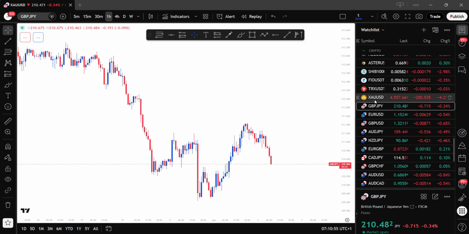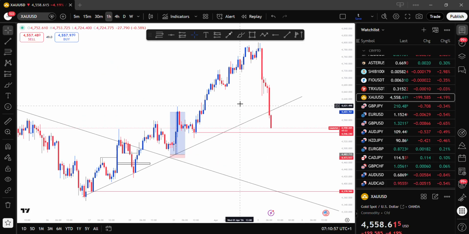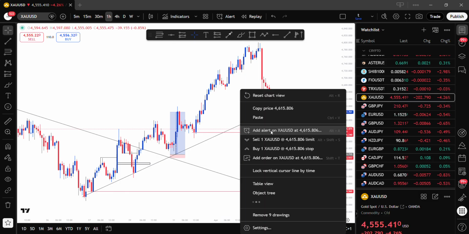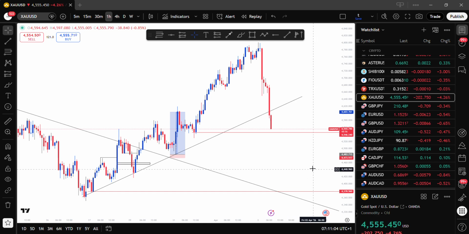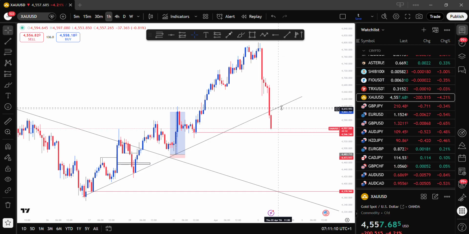So let me just set an alarm for this. I'll set the alarm close to the trend line here, so in case it reverses to that point and I'm not online, I'll be notified. So this is it. Once it reverses to this point here, we can look for a sell from this bounce.